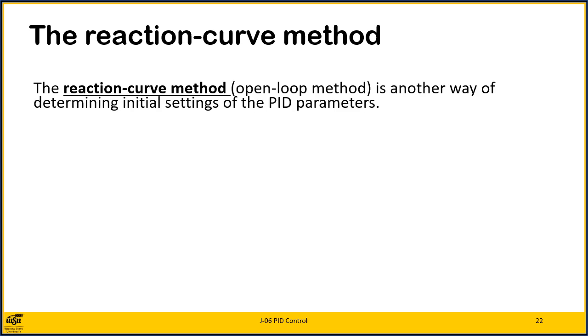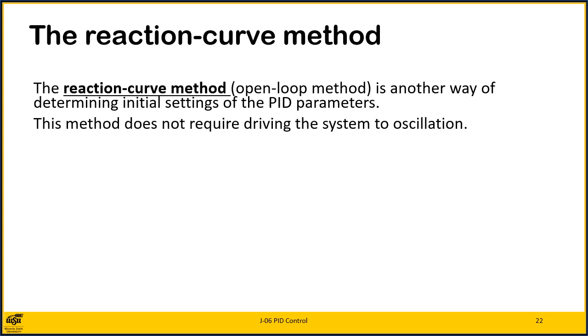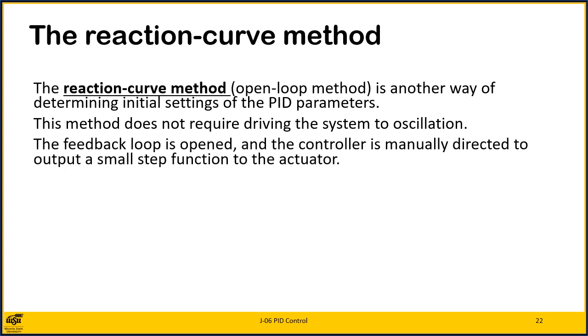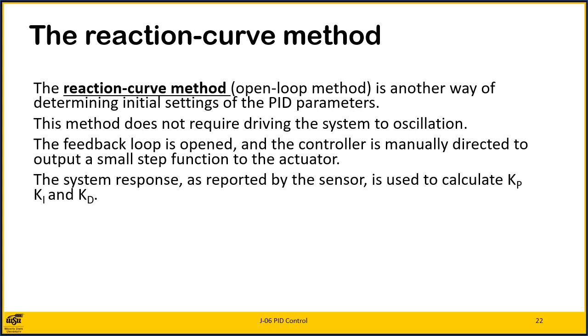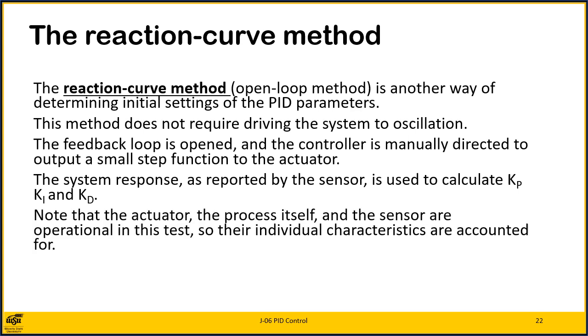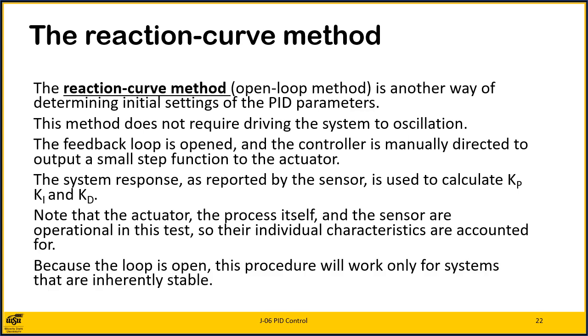The reaction curve method, the open loop method, is another way of determining initial settings of the PID parameters. This method does not require driving the system into oscillation. Instead, the feedback loop is opened and the controller is manually directed to output a small step function to the actuator. The system response, as reported by the sensor, is used to calculate Kp, Ki, and Kd. Note that the actuator, the process itself, and the sensor are operational in this test, so their individual characteristics are accounted for. Because the loop is open, this procedure will work only for systems that are inherently stable.